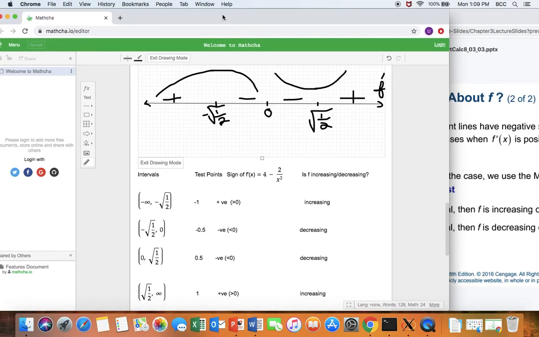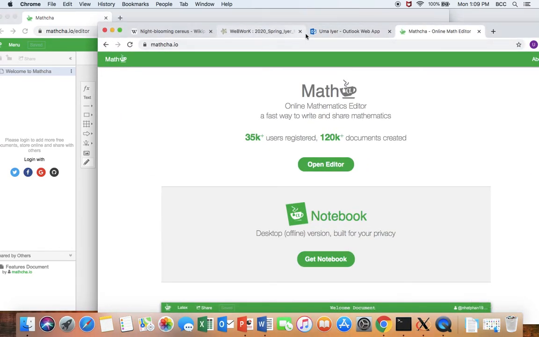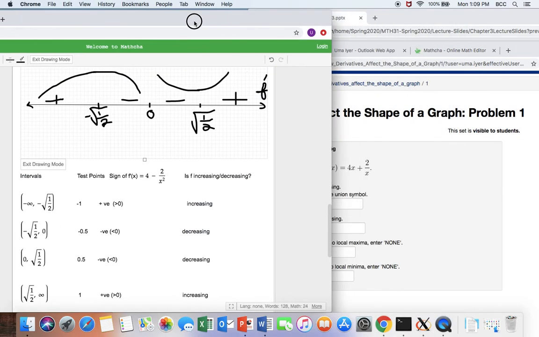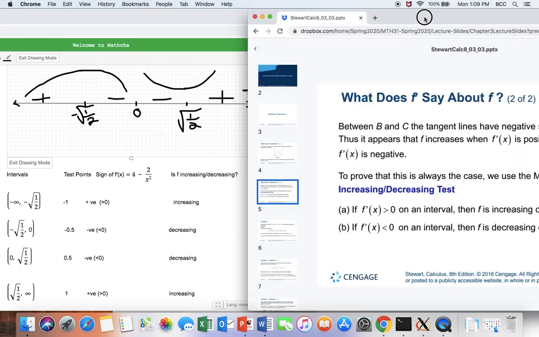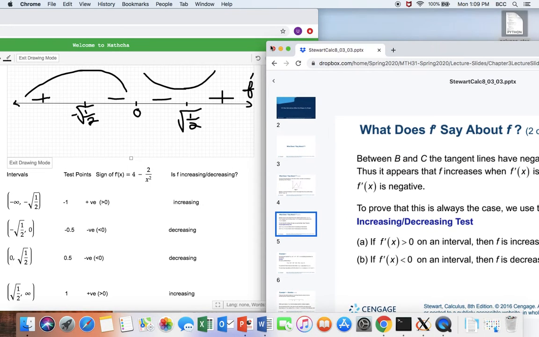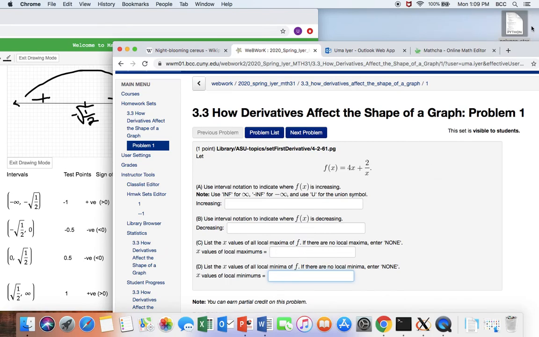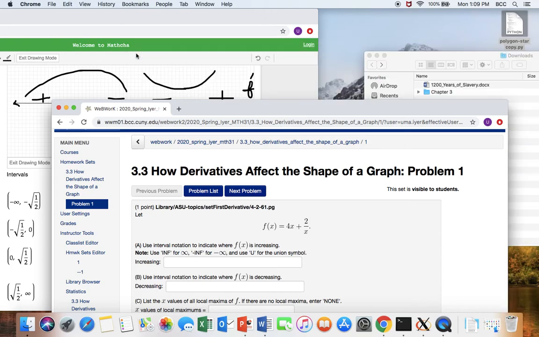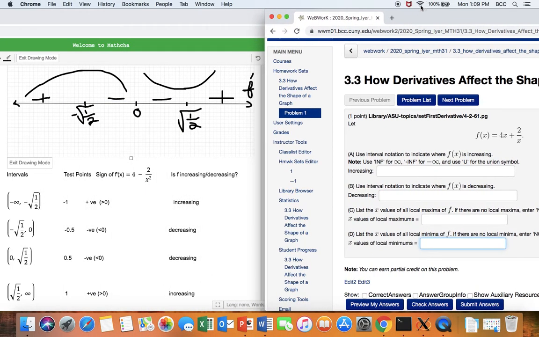So once you know that, what does it say about negative 1 over root 2? It's going to give me a local max. Positive 1 over root 2 is going to give me a minimum. All right, so that's the picture here. So let's figure out how to write this. I need to see this picture, and too many browsers. Get rid of that. Okay, now I can see.